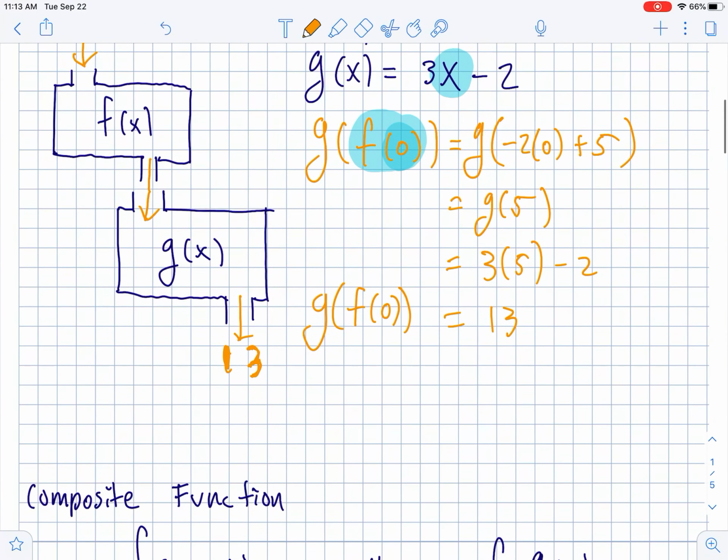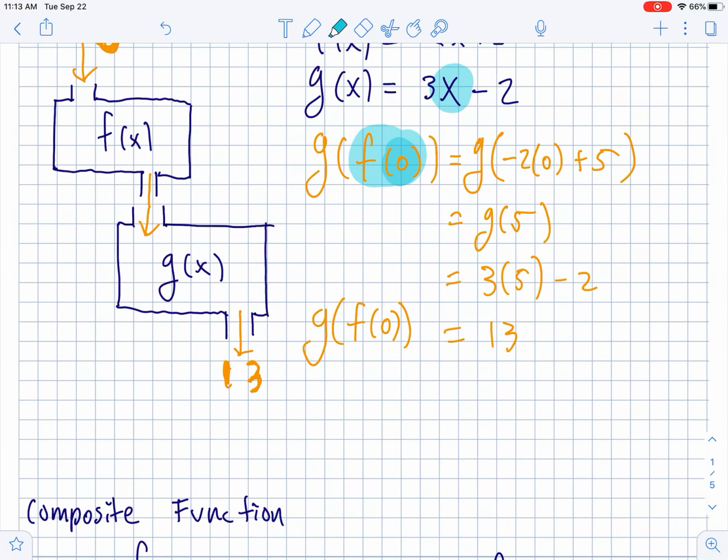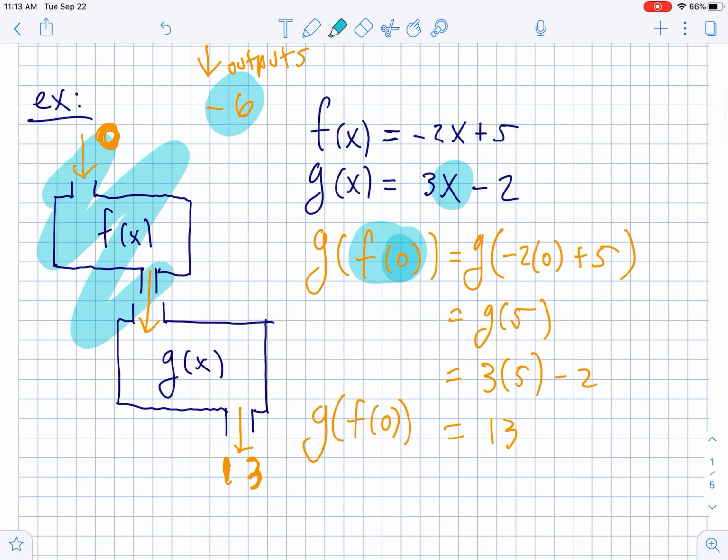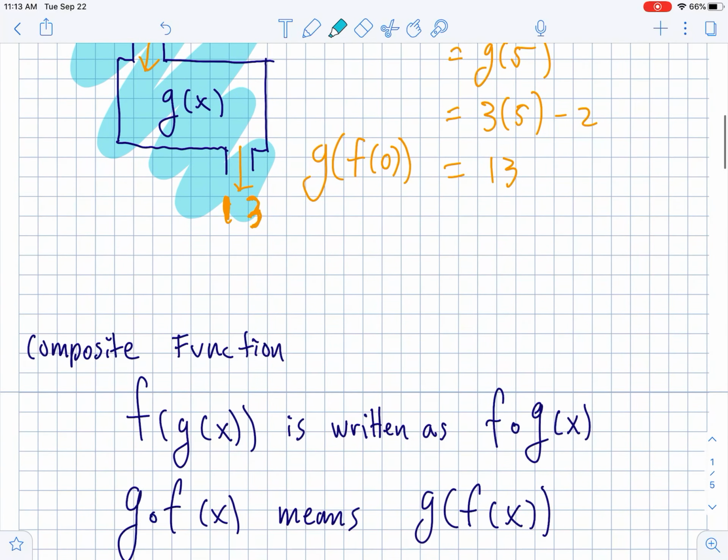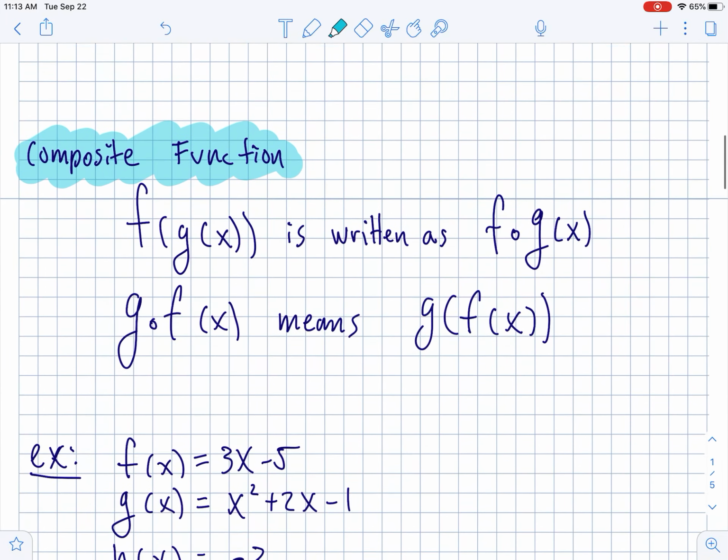Now, what I just did when I linked these two functions here is I essentially made a composite function. Composite functions are a function within a function. It's a dream within a dream.